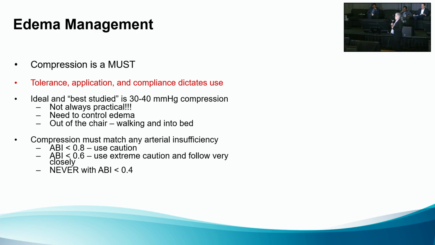Edema management is a must in these patients, and it's frankly fairly underutilized. Now, the ideal is 30 to 40 millimeters of mercury of compression. That's probably not practical in an 86-year-old lady. But I do think that you have to do all you can do to manage the edema. You also have to be respectful of an abnormal ABI. So if she has an ABI less than 0.6, you probably have to be very, very cautious, and maybe not compress, in most people's hands, without getting that revascularization first.